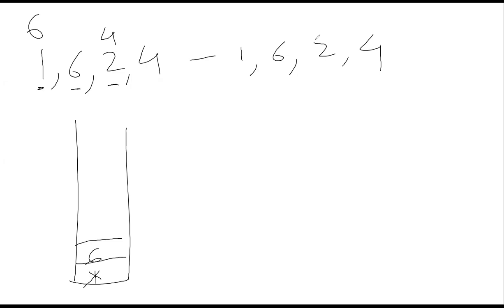Okay, now coming to 4, I have to process 4, and I can see the top of the stack is greater than this. So that will definitely not be the answer. I cannot do anything. I'll just keep on and push 4 here. Right, now I'll go to 1. Again, 1 will become the top of the stack.